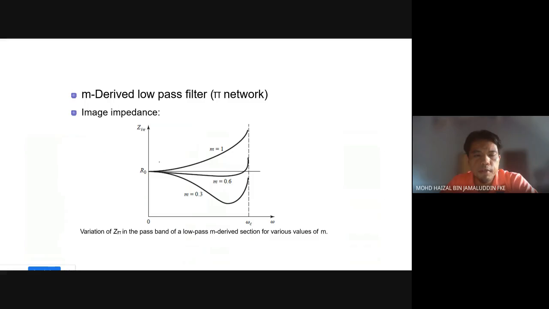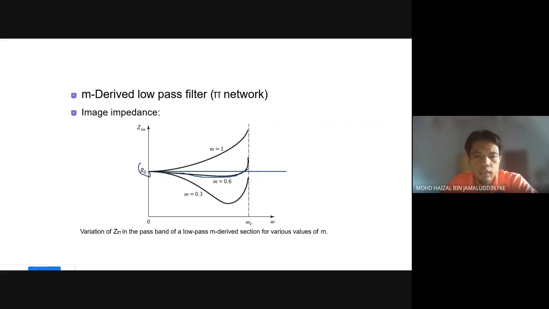Okay, here is the simple image impedance of the m-derived low pass filter network. So here is the attenuation level. If it's perfect, the attenuation is at R naught, for example, for this impedance value. When you choose m equivalent to 0.6, it maintains almost near to the R naught. So this is actually for matching purpose.